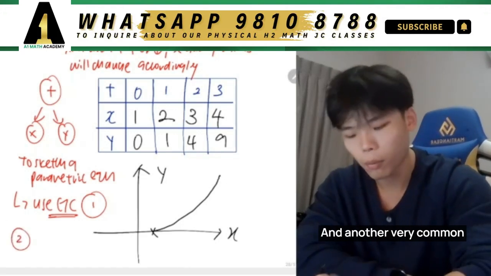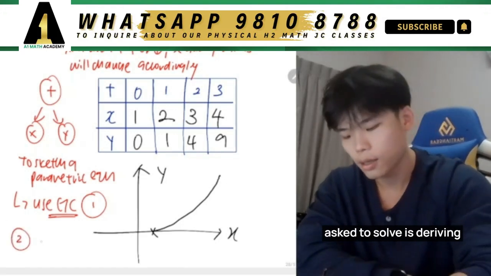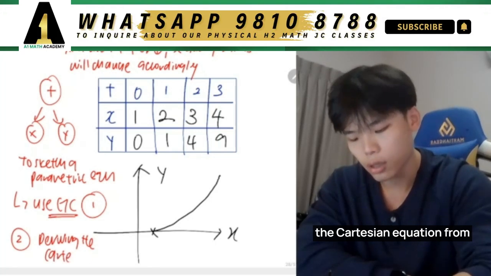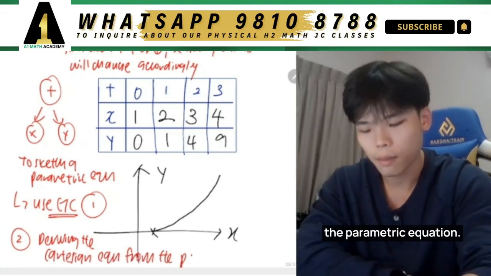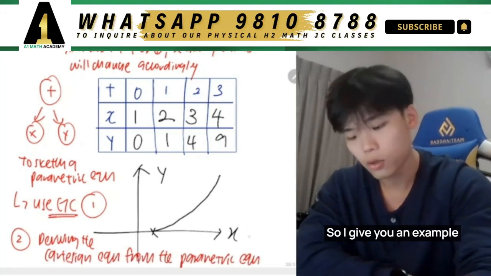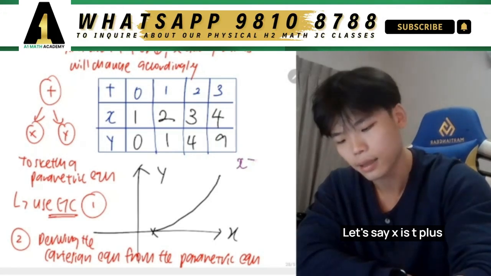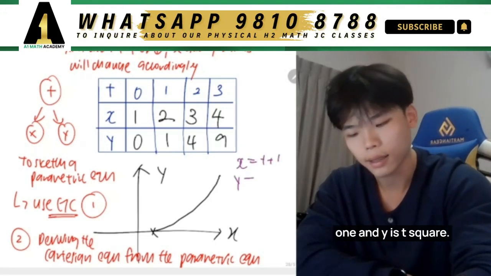And another very common type of question that we'll be asked to solve is deriving the Cartesian equation from the parametric equation. So I give you an example over here. Let's say x is t plus 1 and y is t squared.